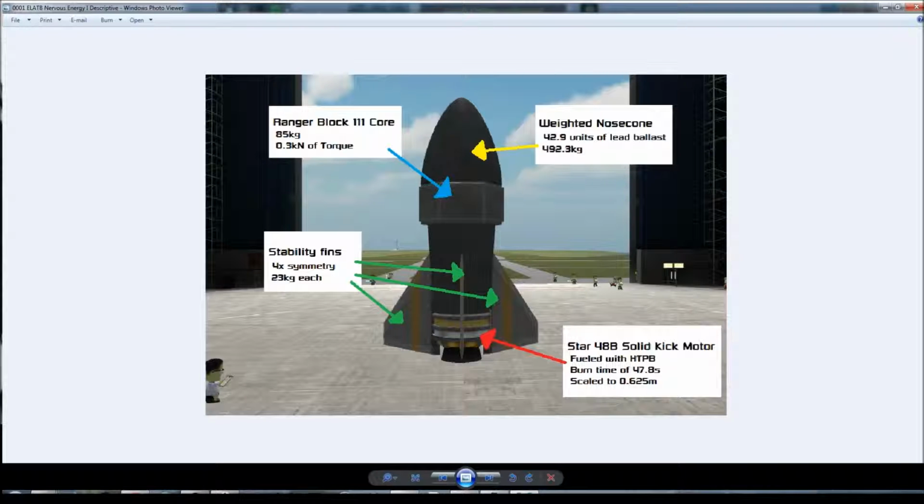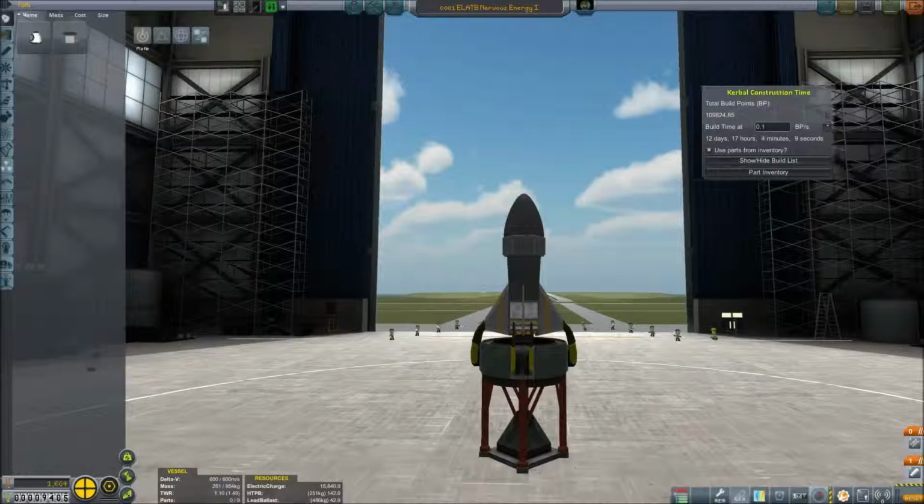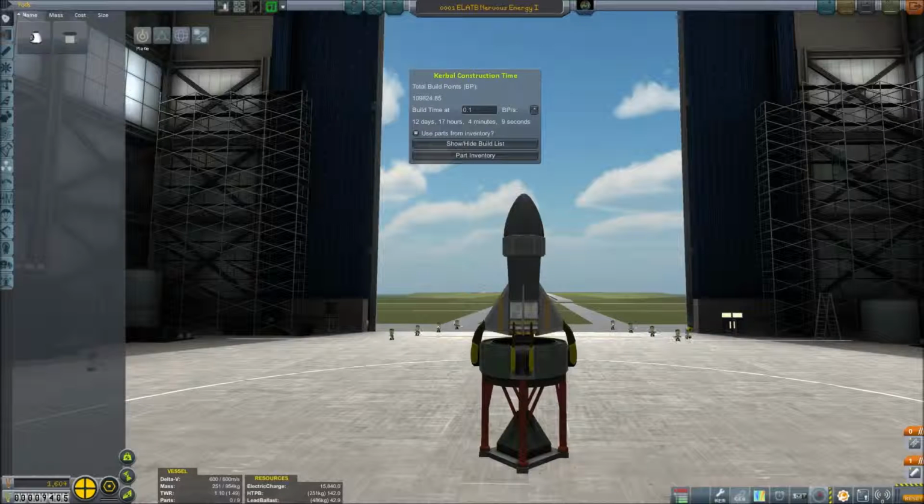With a delta V of about 600, I'm expecting this to reach around about 3,000 meters, but we'll see if that works. In the build that I'm using of the game, all rockets aren't launched directly. Instead, they go through Kerbal Construction Time. What this does is it adds the craft to a build list. We can bring up a menu here which will tell us this craft will be ready in 12 days, 17 hours, 4 minutes, which I think is quite cool, adds another level of realism.